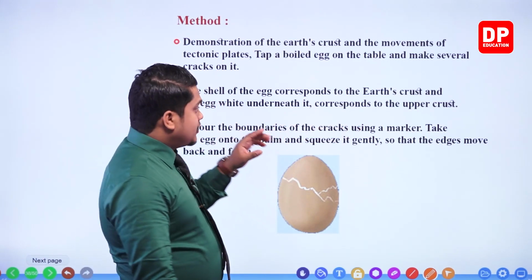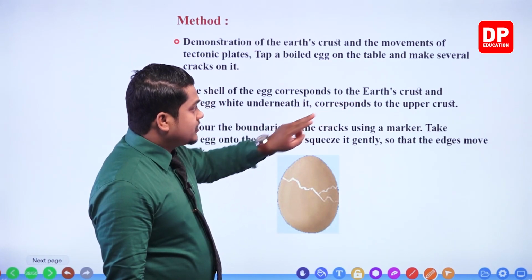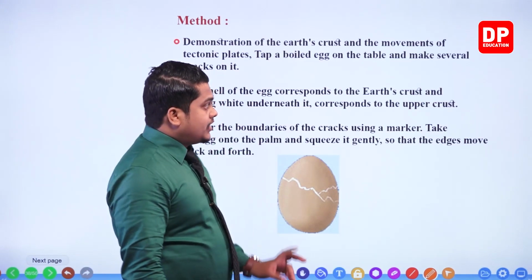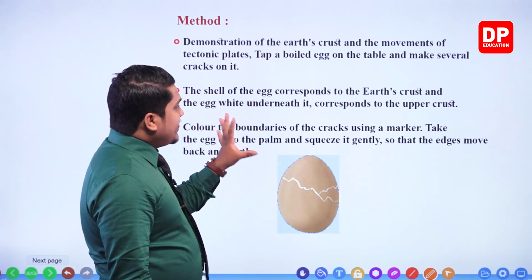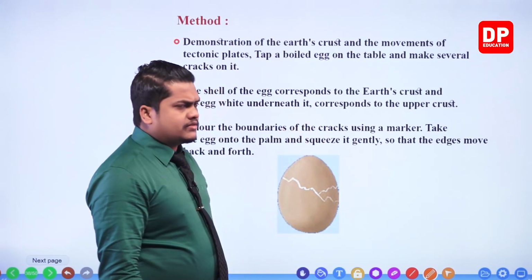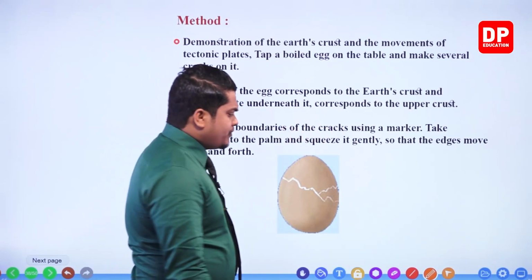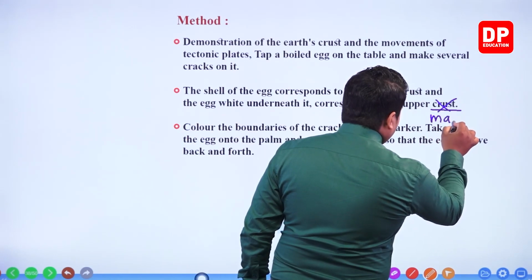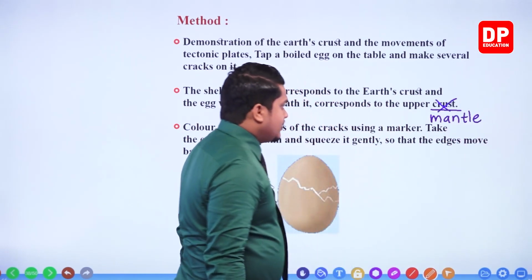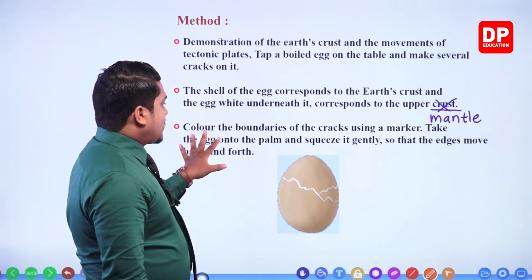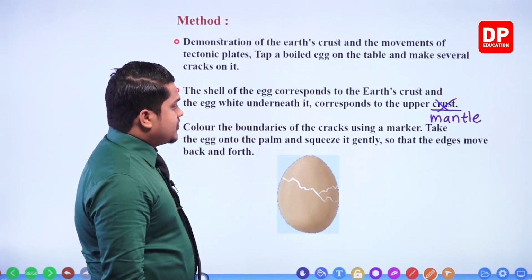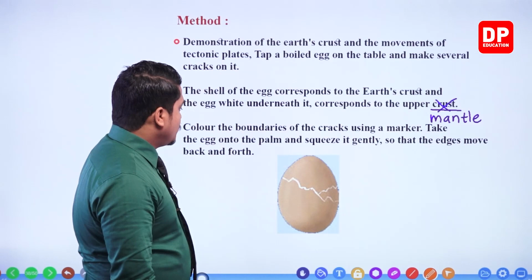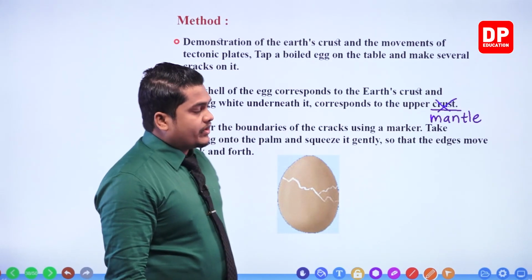Now let's correct it. The shell of the egg corresponds to the earth crust. That's okay. You already know the shell of the egg is going to correspond with the crust of the earth. But check the next one. The egg white underneath it corresponds to the upper crust. There's no such thing as upper crust, right? It should be upper mantle. So in your textbook also there is a small mistake. It should be mantle, right? Okay. Color the boundaries of the cracks using a marker. Take the egg onto the palm and squeeze it gently so that the edges move back and forth. Now what do you have to do?